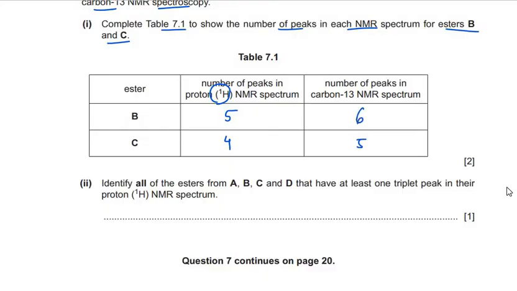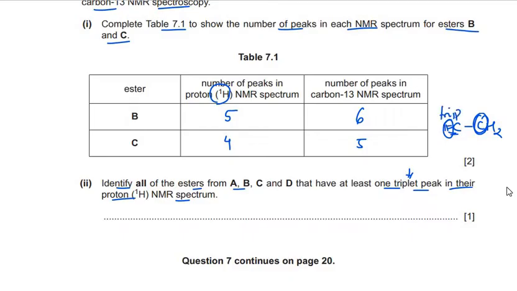Fine. The next is identify all the esters from A, B, C and D that have at least one triplet peak in their proton NMR spectrum. Now when do we get a triplet peak? A triplet peak is possible only when the adjoining carbon is CH2, that is 2 protons present on the adjacent carbon, then only the peak for a particular proton will be a triplet.